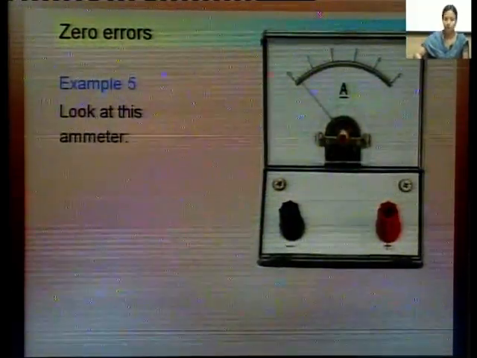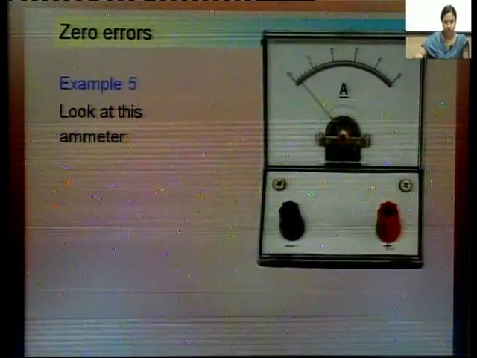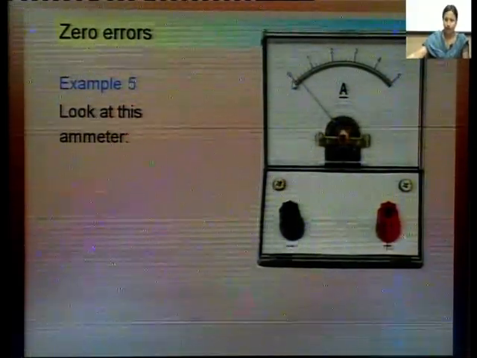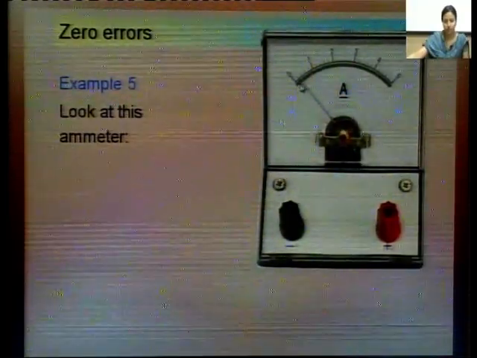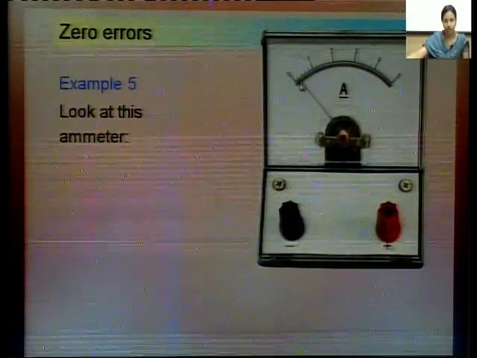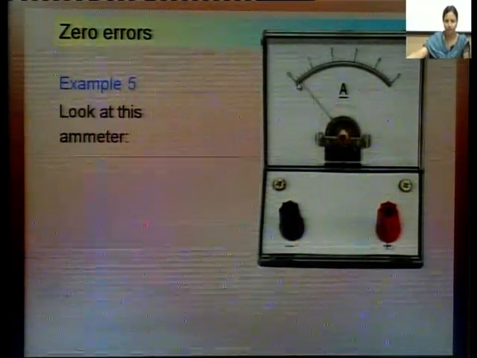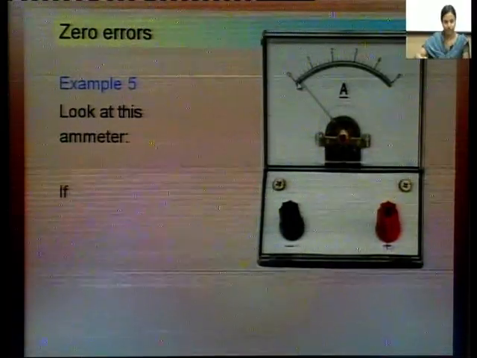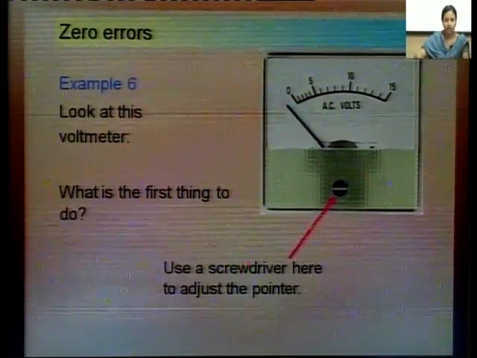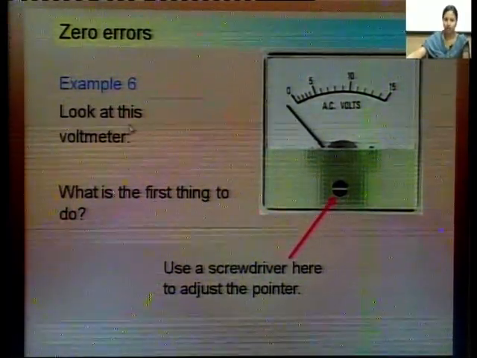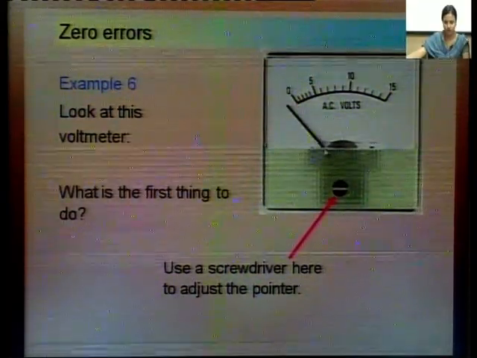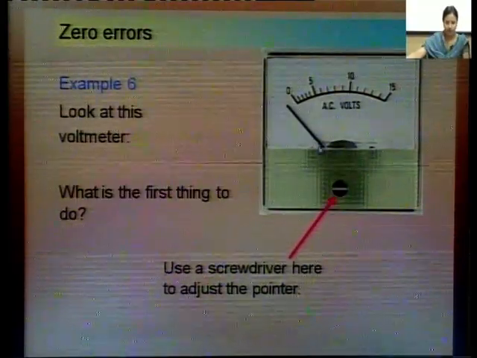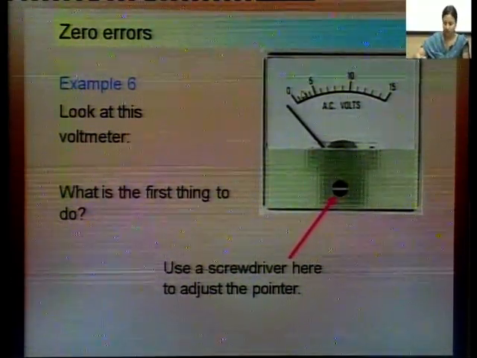Next important example is, look at this ammeter. Here the starting point of the needle is not at 0, so it may cause an error. This error is called zero error. So we have to adjust for this reading every time. And next example is, look at this voltmeter. Here the 0 of the voltmeter is not the starting position of the needle, so it may cause an error. This is called zero error again.